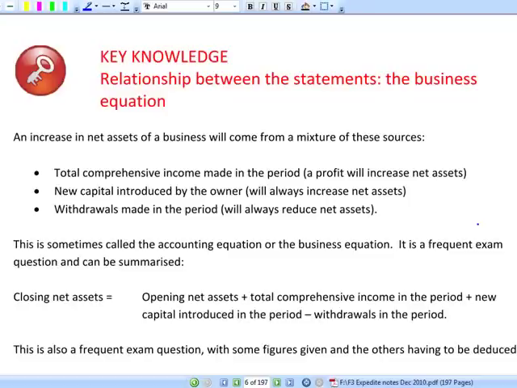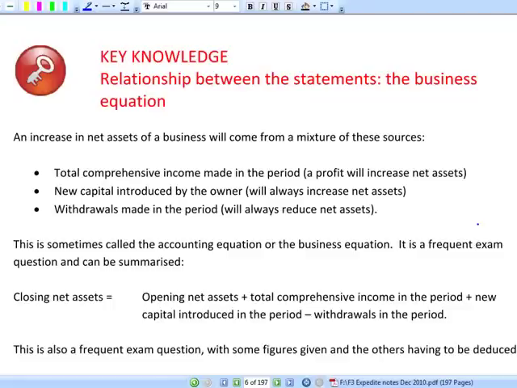The business equation is a slight variation of a thing we've looked at already called the accounting equation. It just looks at what the increase or decrease in the net assets of a business has been in a period, and where it came from. The way this comes up in the exam is that you'd be given some of the figures and asked to find the balancing item. So you might be given the assets at the end of the period and a number of the figures, and you have to work out, for example, what the capital introduced in the period was.